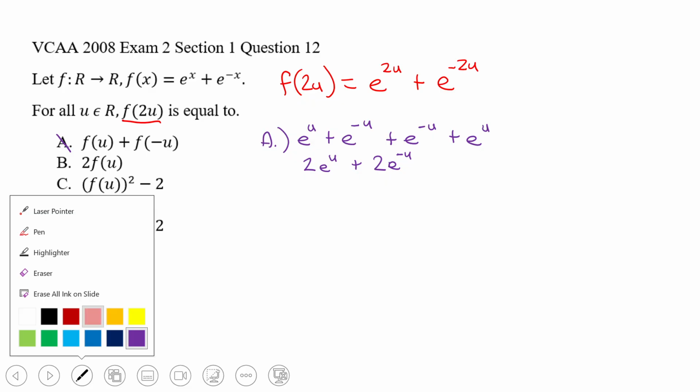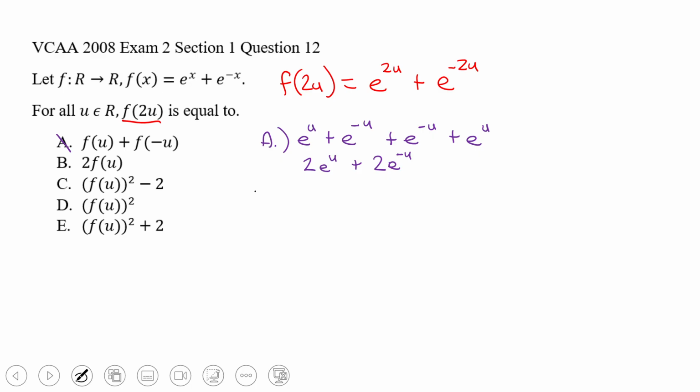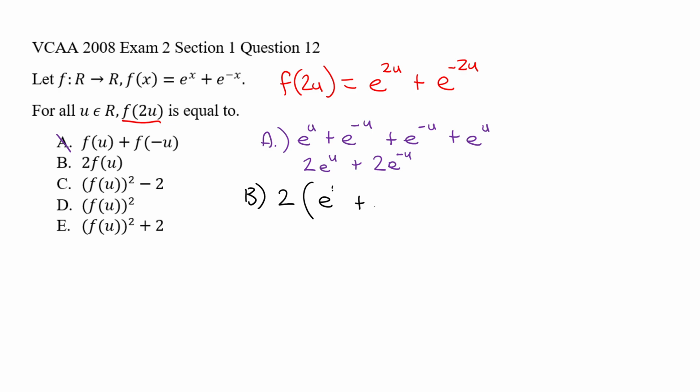Let's look at B. It's got 2f of u, which means I'm putting 2 out the front and then putting u into my equation. So I've got e to the power of u plus e to the power of negative u. If I expand that, it becomes 2e to the power of u plus 2e to the power of negative u. So that is not the same.